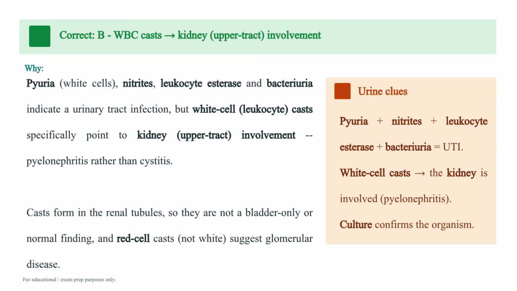The answer is B, involvement of the kidney, the upper urinary tract. Pyuria, nitrites, leukocyte esterase, and bacteria indicate a urinary infection, but white cell casts specifically point to the kidney, pyelonephritis, rather than cystitis. Casts form in the renal tubules, so they are not a bladder-only or normal finding, and red cell casts, not white, would suggest glomerular disease.